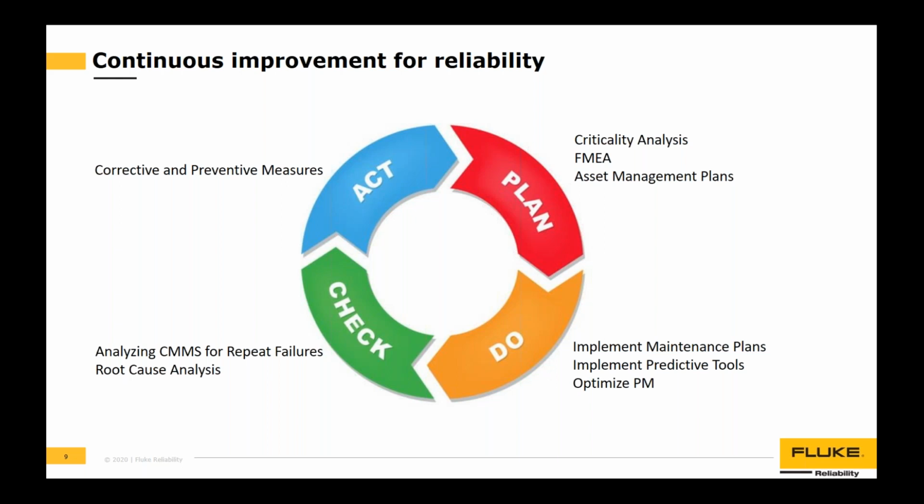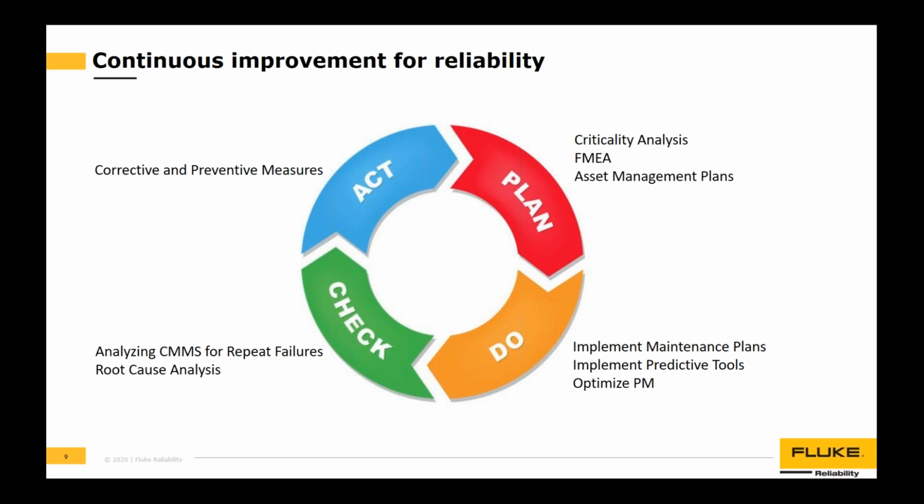Now for the check part of it, you utilize your CMMS, your computerized maintenance management system, and the RE is responsible for identifying repeat failure issues. We also use root cause analysis, and that is our feedback term for understanding what has happened and how we're going to prevent it. And then the ACT is those corrective and preventive measures that come out of both the root cause analysis and repeat failure analysis. So as you can see, it's a continuous improvement.